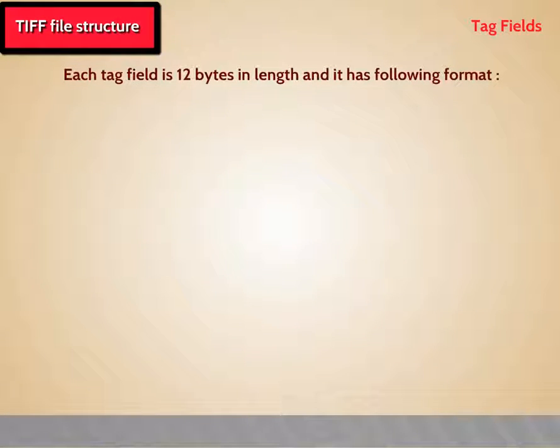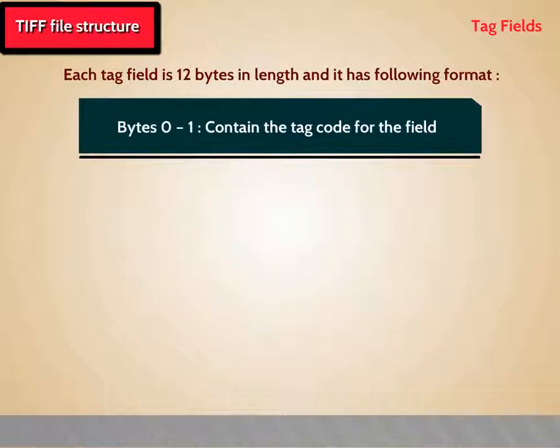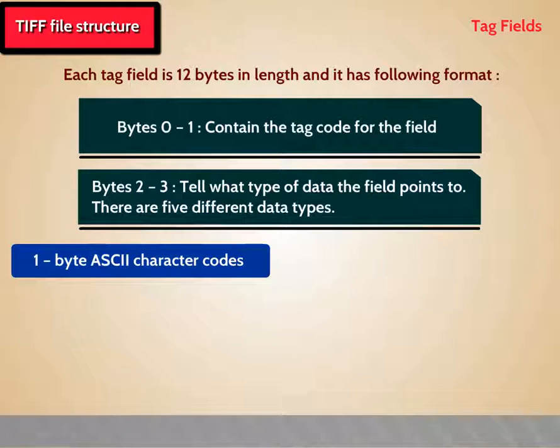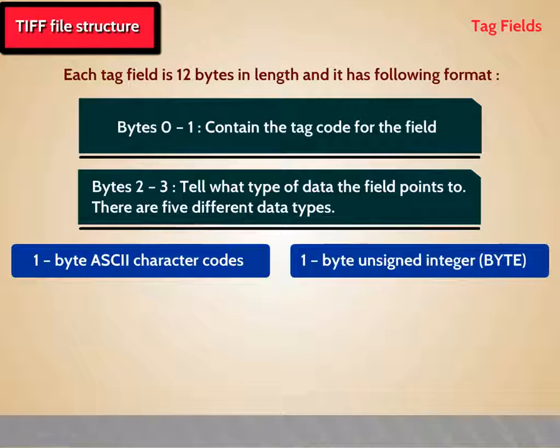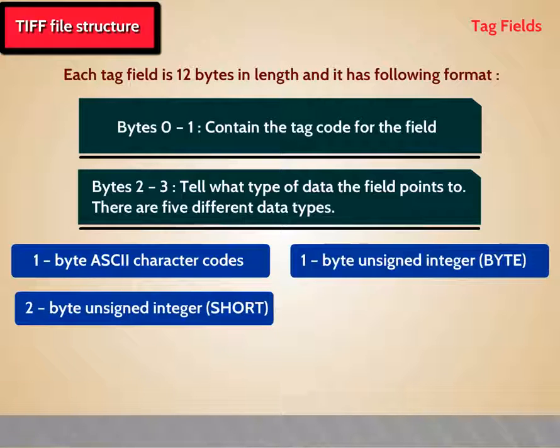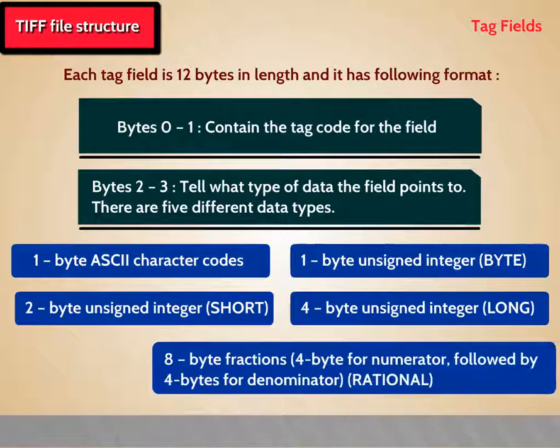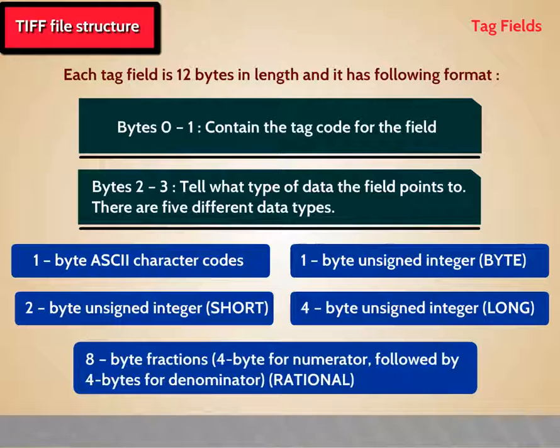Tag fields. Each tagged field is 12 bytes in length and it has the following format. Bytes 0 to 1 contain the tag code for the field. Bytes 2 to 3 tell what type of data the field points to. There are 5 different data types. 1-byte ASCII character codes. 1-byte unsigned integer, byte. 2-byte unsigned integer, short. 4-byte unsigned integer, long. 8-byte fractions, that is 4 bytes for the numerator followed by 4 bytes for the denominator, that is rational.